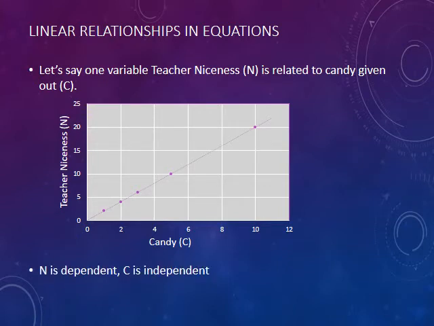The first is that N is the dependent variable, right? That's the variable that is determined by how much candy. The niceness depends on how much candy they give. So it's on the y-axis, and it's my dependent variable. C, the candy, is the independent variable. And when you look at the graph, you put your nice best fit line in there. That's some good looking data. But you see that there's a linear relationship between niceness N and candy C.